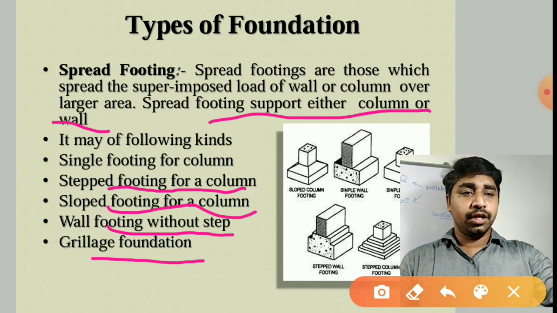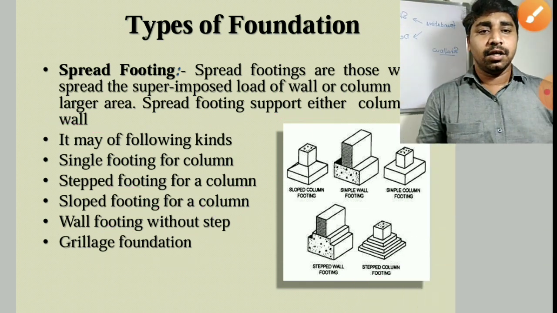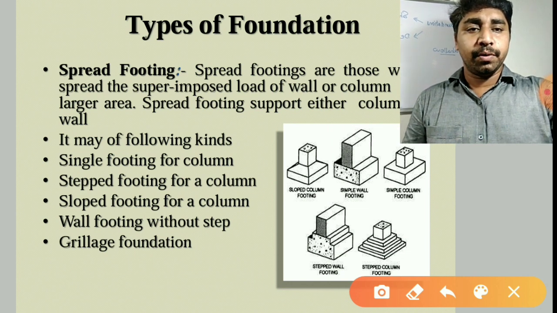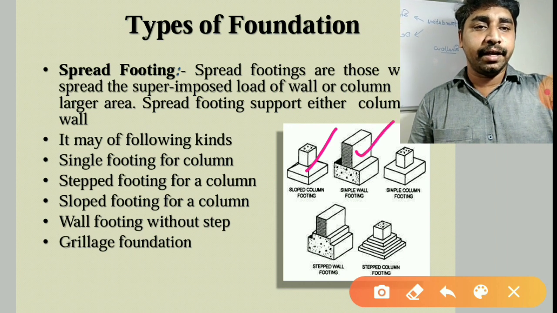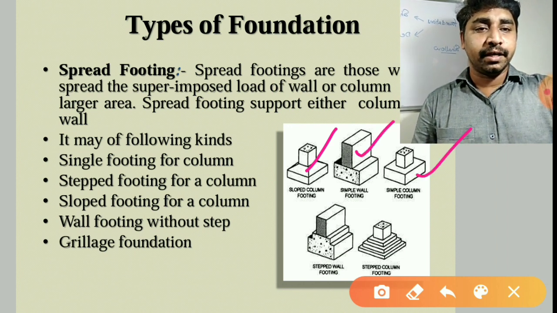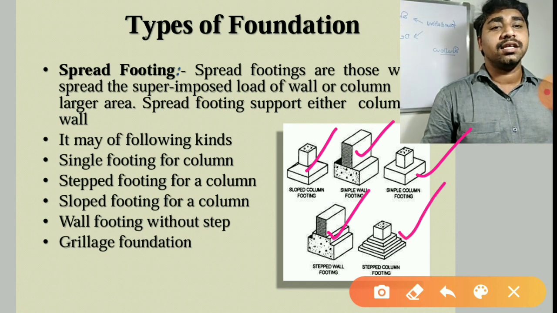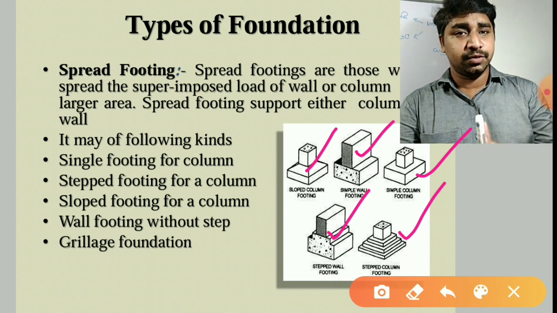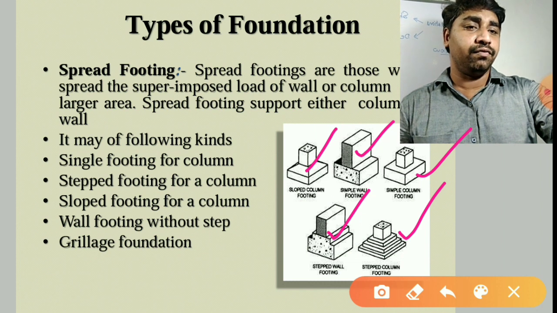So here you can see in the image sloped column footing, single column footing, simple wall footing, simple column footing, stepped wall footing, stepped column footing. All these are different types of spread footings only. All these are isolated footings. Spread footings are also known as isolated column footings or isolated wall footings.